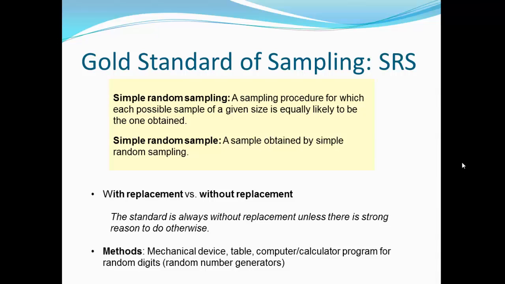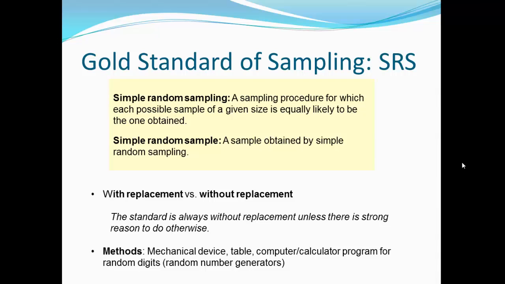Well, there are a number of methods, but the real gold standard of sampling is known as the SRS, the simple random sample. Now, a simple random sample is a sampling procedure for which each possible sample of a given size is equally likely to be the one that is chosen. A simple random sample is one that is obtained by simple random sampling.